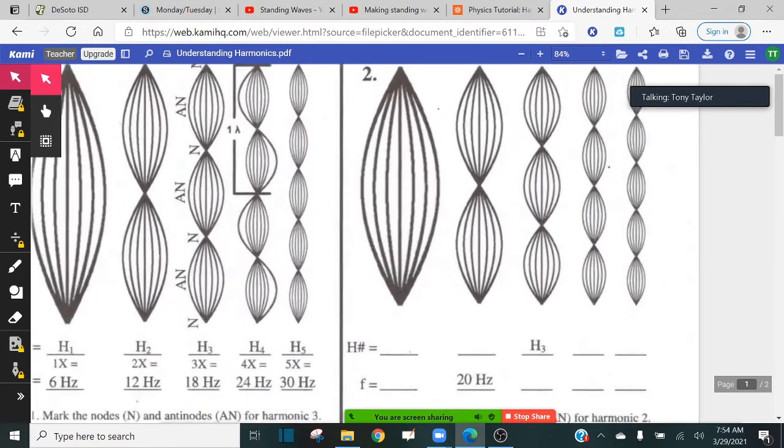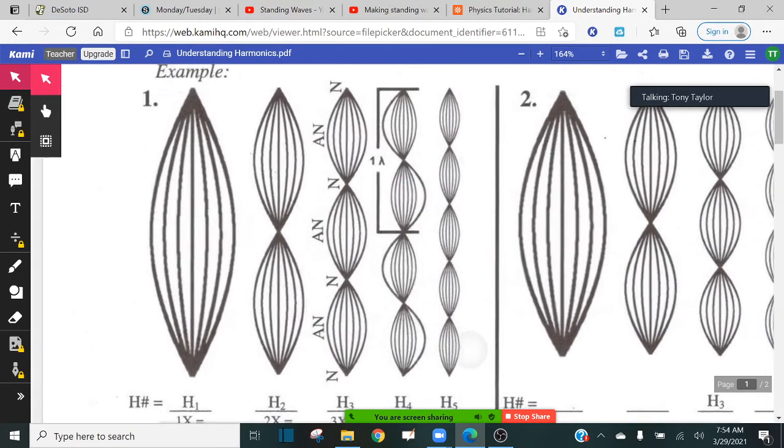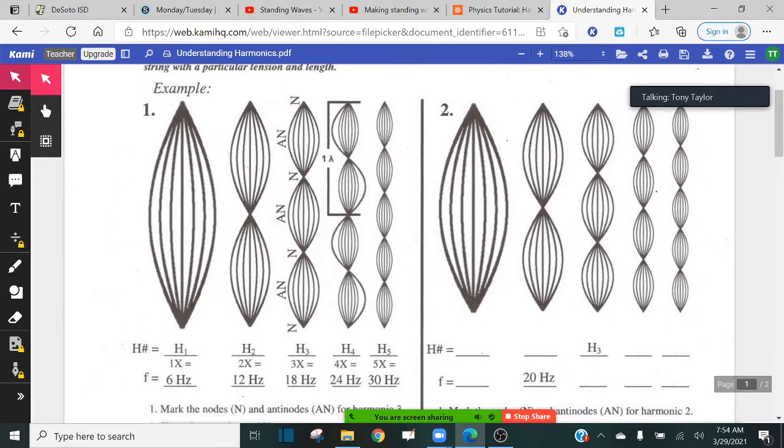As you can see, on number one, we have a guitar string that is being plucked here. The first picture shows us the first harmonic. The second picture shows us the second harmonic. This picture shows us the third harmonic, fourth harmonic, and fifth harmonic. So you can just see the basic idea, right? Because first harmonic, one antinode. Second harmonic, two antinodes, and so on.